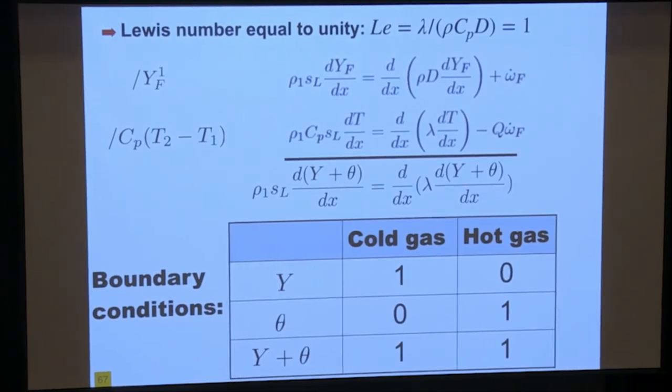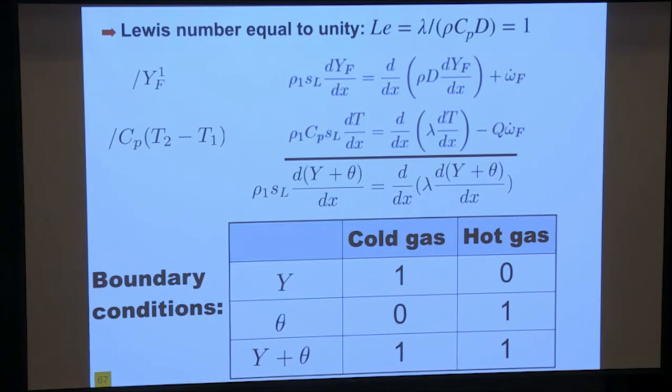And you see that this variable Y plus theta is actually a variable which has an equation saying d/dx of lambda d/dx. I've used one assumption to do that. I have said that the Lewis number of the fuel was equal to unity. You see here, I've said that rho D was equal to lambda over Cp. That means the Lewis number is equal to unity. So that now that these two things, heat and species, diffuse in the same way, they are actually the same variable.